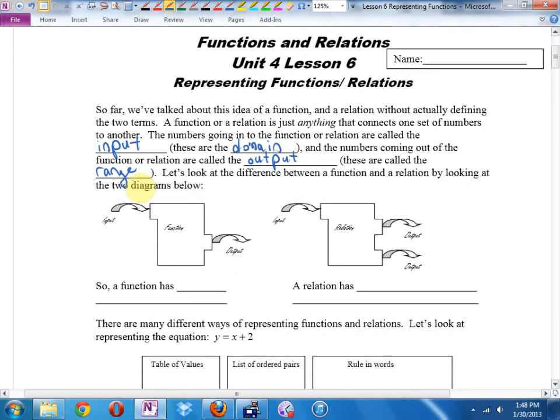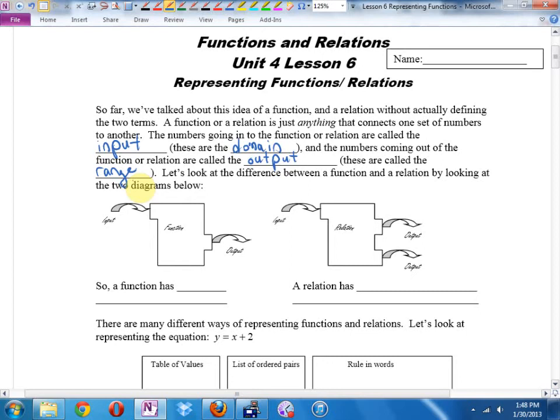Here is the difference between a function and a relation by looking at the two diagrams below. Look at the relation. You'll notice that for that single input, there is more than one possible output. That makes it a relation. One is still okay, but if you have more than one, it's not a function. Really, here's what we say. If it's a rule, it's a relation and a function.